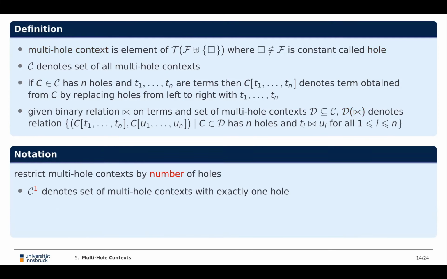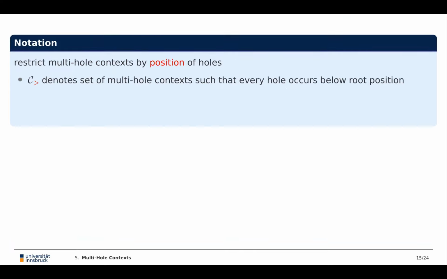For the procedure, we sometimes further restrict the multi-hole contexts we use. We do this in two ways. First, by the number of holes. In the superscript here, you can see this one. This denotes that we look at multi-hole contexts with exactly one hole. If we use the greater than symbol, that means the context contains at least one hole. And the greater than or equal symbol means that we have no restrictions and we can have an arbitrary number of holes in the context. The second restriction we use is on the position of holes.